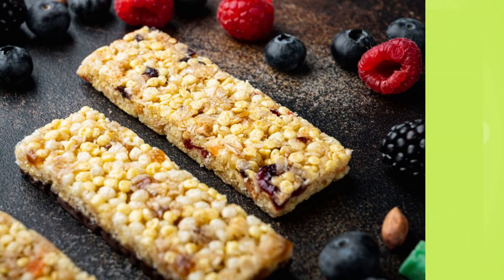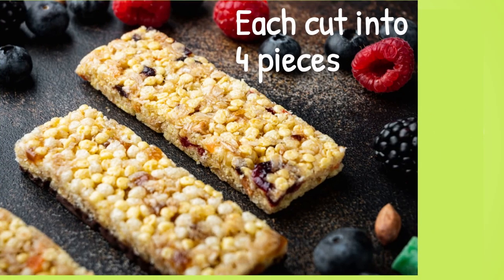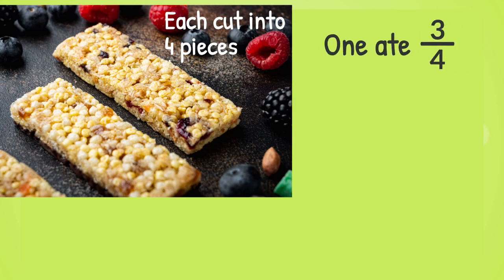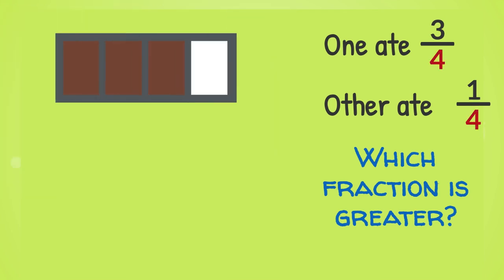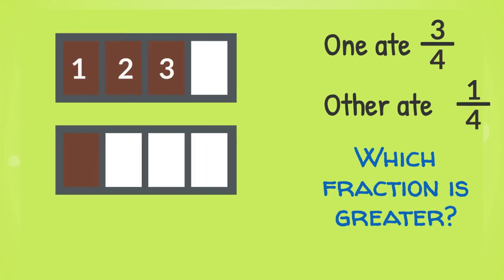2 granola bars are each cut into 4 pieces. One kid eats 3/4 of a granola bar, while another eats 1/4. Which fraction is greater? Since the pieces are the same size, 3 parts out of 4 is more than 1 part out of 4. So, 3/4 is greater than 1/4.